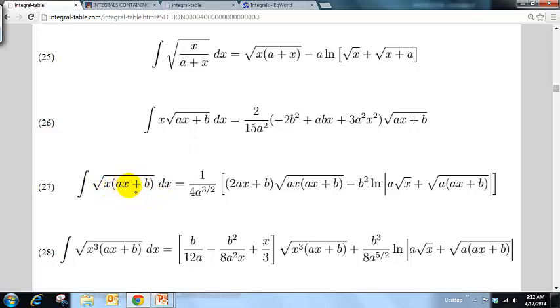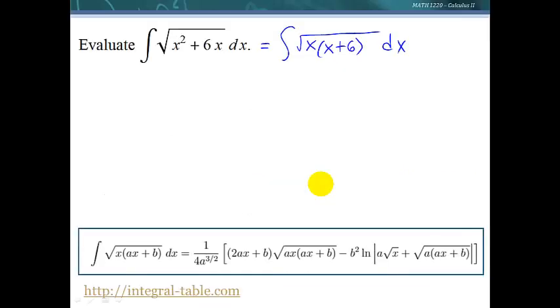It has an x and then an ax plus b. So here is the formula I can use to perform that integration. And so let's identify our pieces. Our a is going to be 1 and our b is going to be 6. And then we're ready to go ahead and use this.